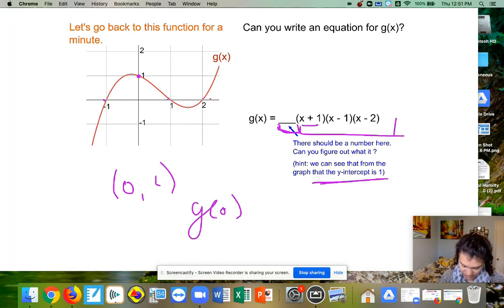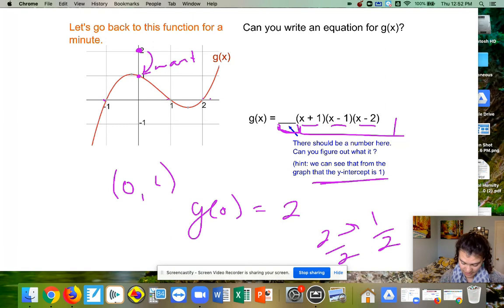And you'll have 0 plus 1, 0 minus 1, 0 minus 2. This will give you 2. So we should be getting 1 right here, but we got 2. We want to get 1 when x is 0. To go from 2 to 1, you have to divide by 2. So we need to multiply by a half right there.